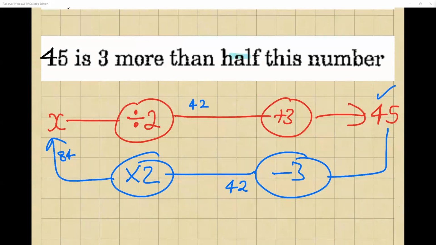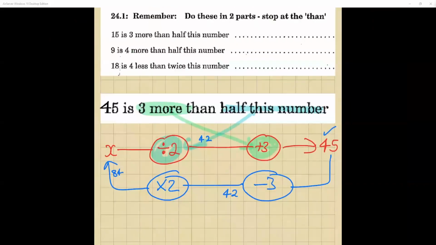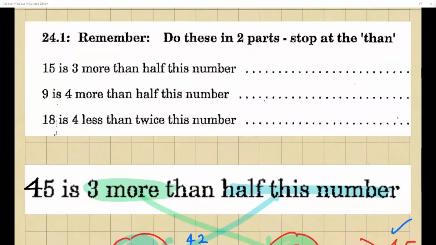So remember, this bit here is over here. Okay. And this bit here is over there. So you got to remember that. Okay, next one. Okay, thank you for that. Let's have a next one.